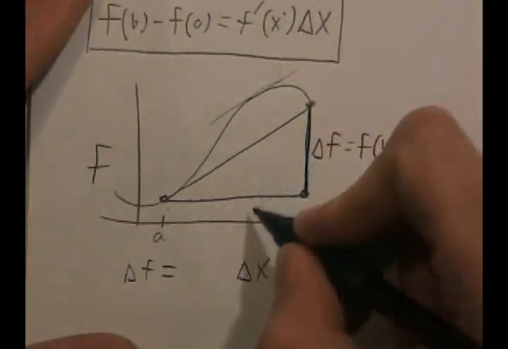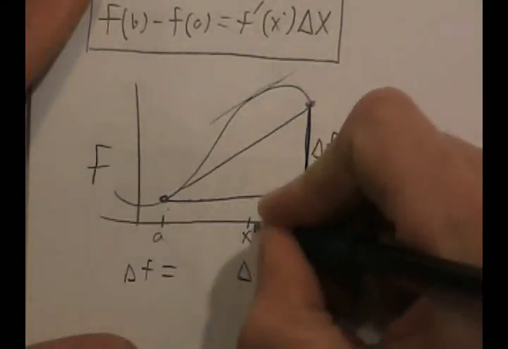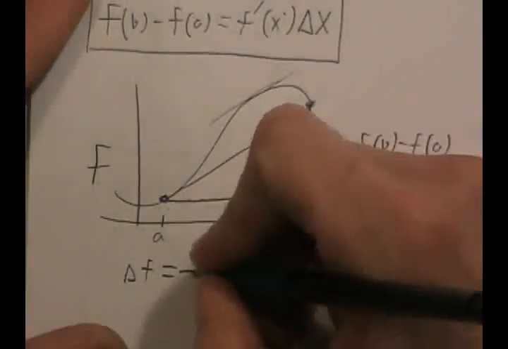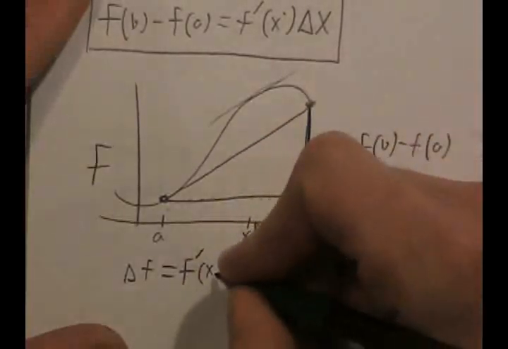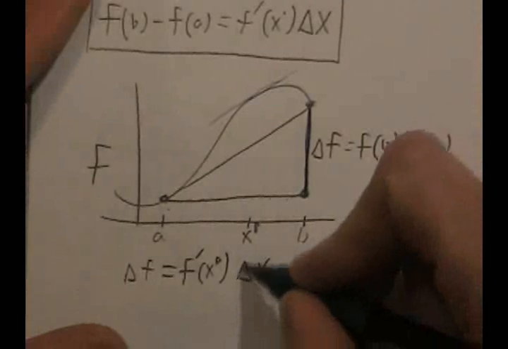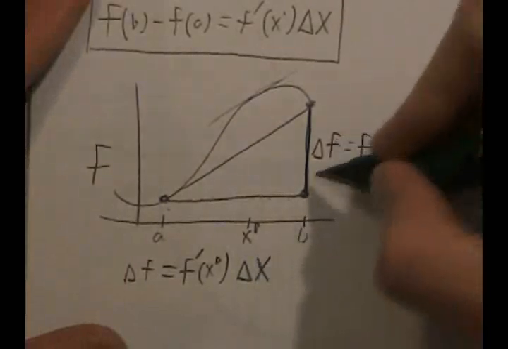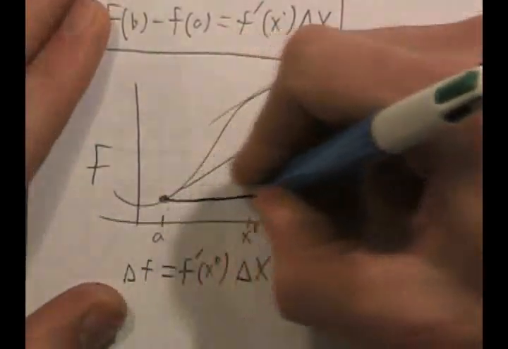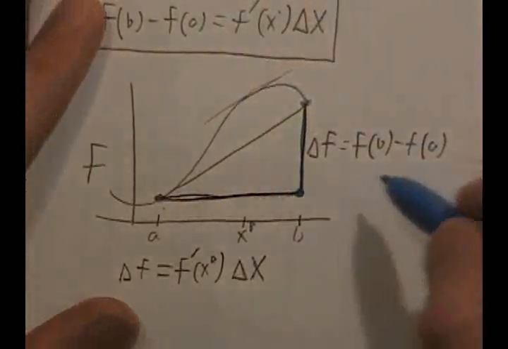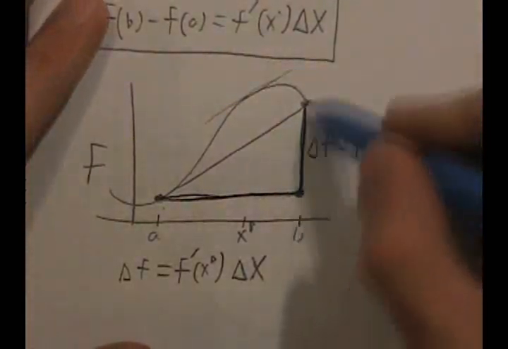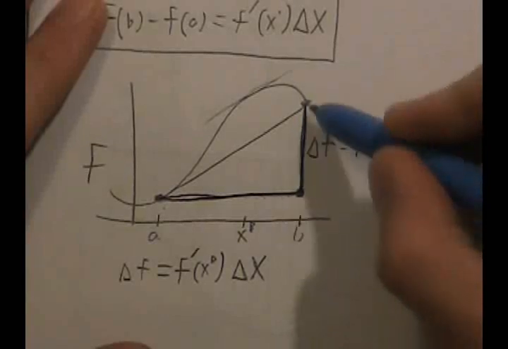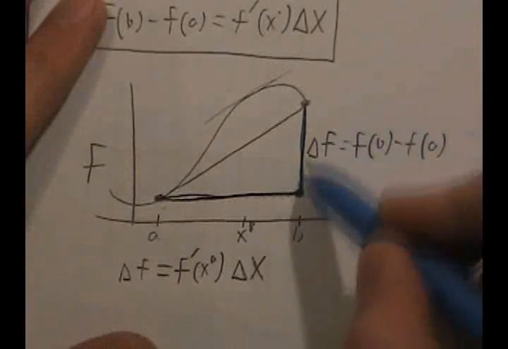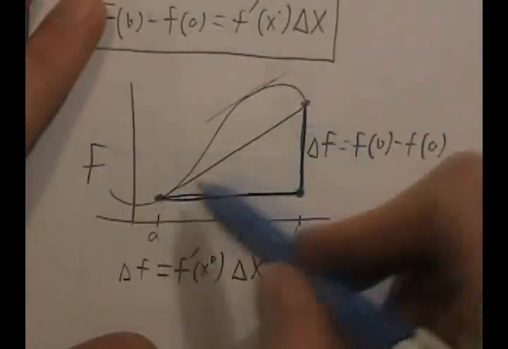So if we call this value here x star, it means that delta f, the height of this triangle, can be written as f prime of x star multiplied by delta x. So the difference in f can be traded in for this length multiplied by the slope. And that's what it is, right? The height is the slope times the change in x. That's just a regular formula from algebra: the change in height equals the slope times change in x.